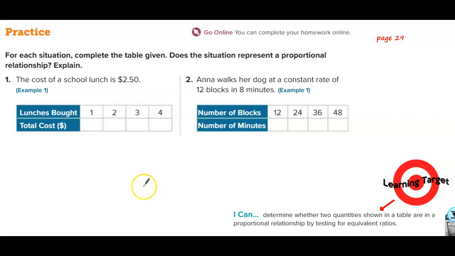a proportional relationship. Well, the first one says the cost of a school lunch is $2.50. So if you buy one lunch, you would pay $2.50. If you buy two lunches, you would pay $5. Three lunches would be $7.50, and four lunches would be $10. Okay. Is this proportional? Yes, it is, because each time I'm multiplying this number times 2.50 to get this number. Okay. So yes, it's proportional.